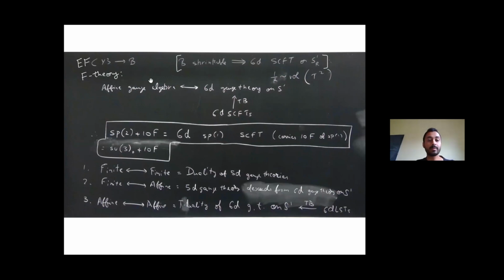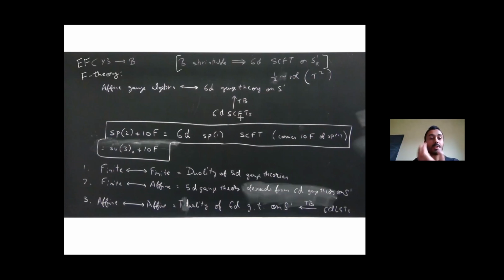So the general correspondence is like this: if you obtain an affine intersection matrix in your geometry, which I'm writing as affine gauge algebra, then this should be thought of as a 6-dimensional gauge theory on a circle. And it's known that 6-dimensional gauge theories can be obtained on the tensor branch of 6D SCFTs. This was for a general 6-dimensional gauge theory, but a subset of them can be obtained on the tensor branch of 6D SCFTs.